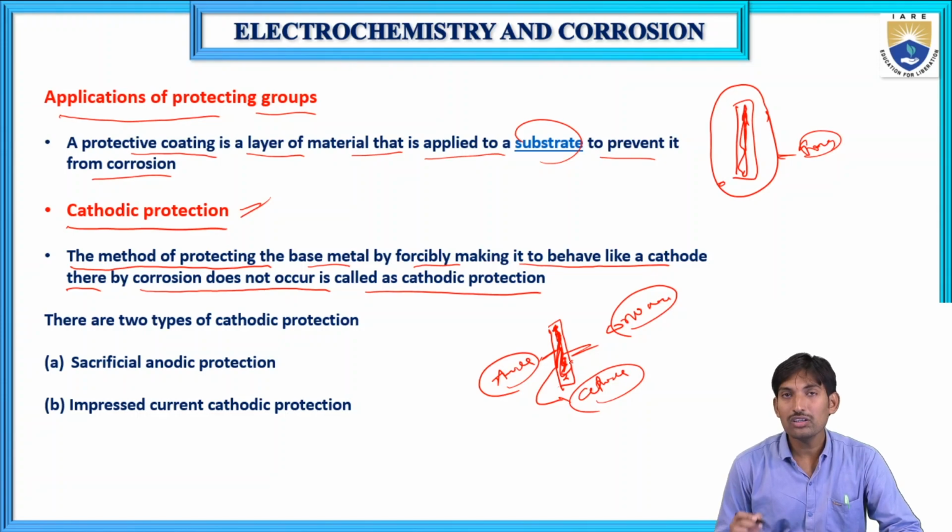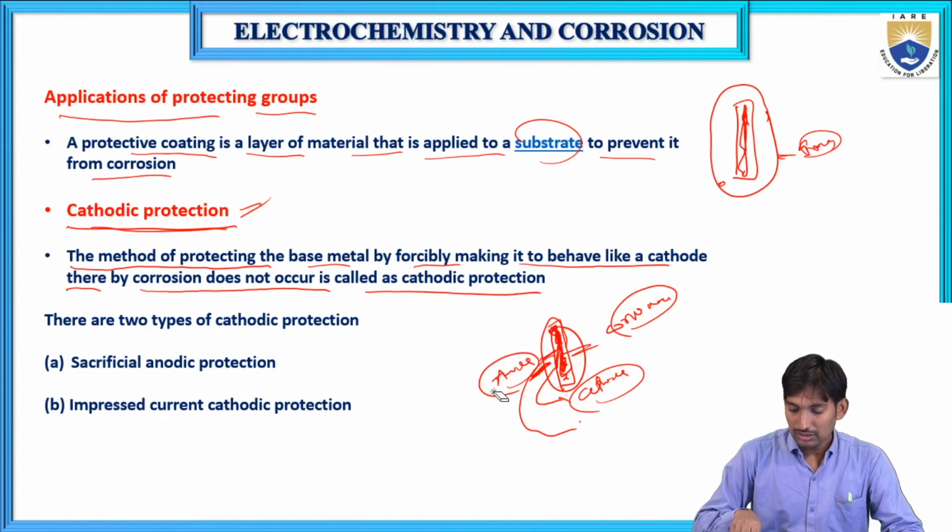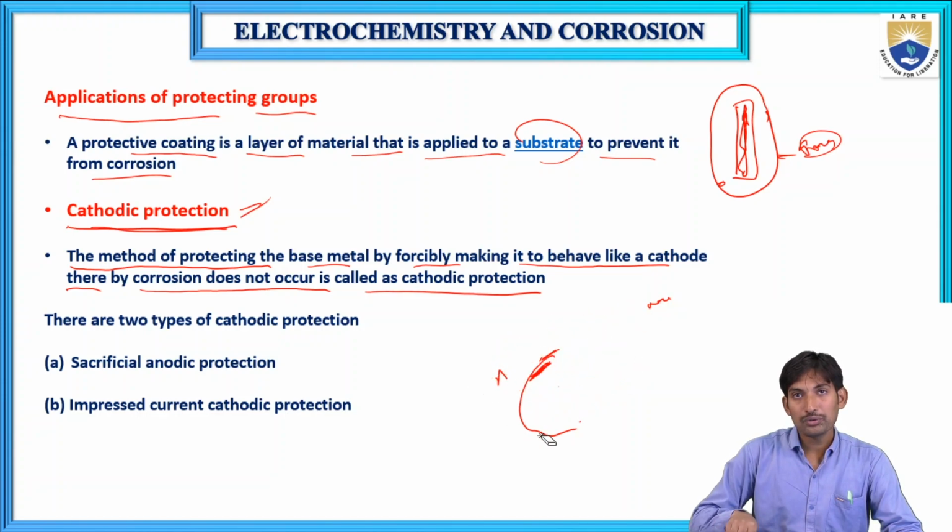If it acts as anode, then only it will get corroded, because it undergoes oxidation. If we convert its nature from anode to cathode, then it will act as cathode, and there is no electrochemical corrosion on this cathode. So in cathodic protection, we have to forcibly convert this metal into a cathode. By making it a cathode, we can protect our base metal.